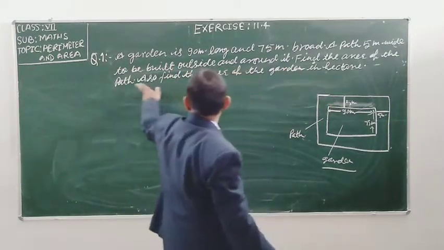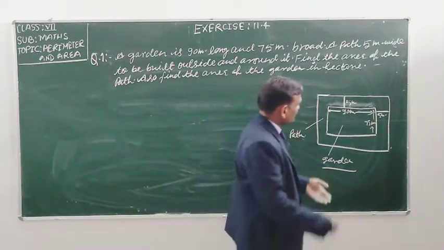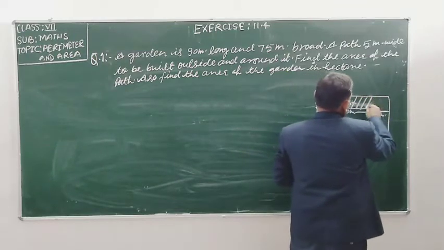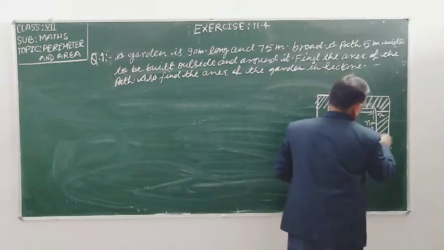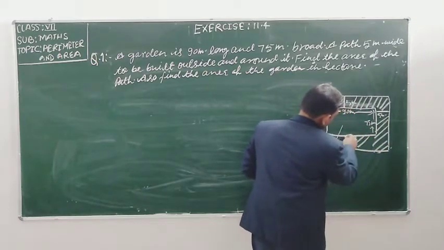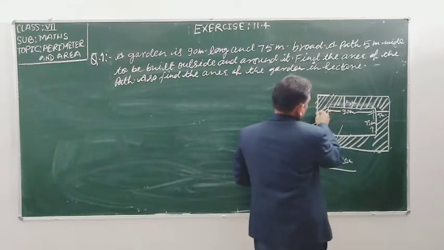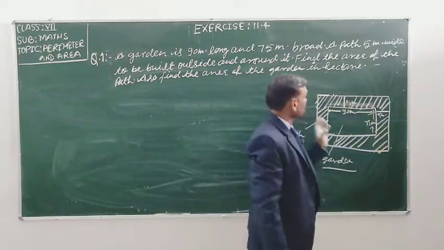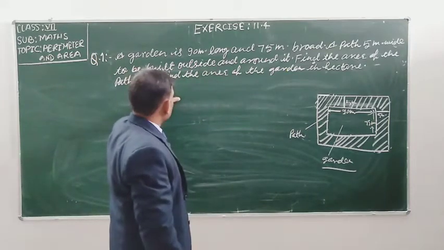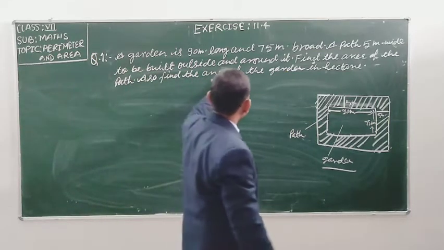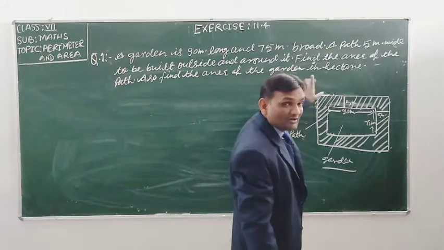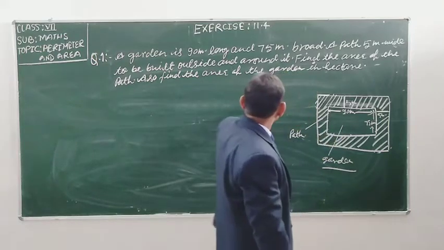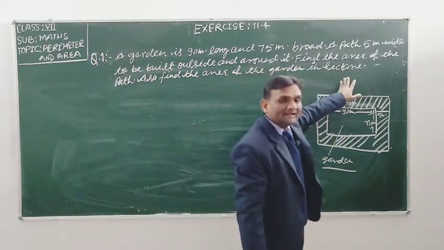Find the area of the path. Students, the question is asking me the area of the path, this shaded portion. We need to find out what will be the area of this shaded portion. And again the question is asking me to find the area of the garden also, but you will find the area of the garden in hectare.